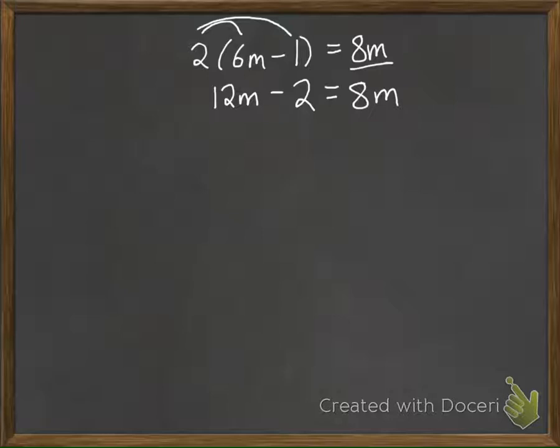Now, before we move on, make sure each side is fully simplified. If we look, on the left-hand side, I have 12m, which is a variable term, and negative 2, which is a constant term. No like terms, nothing can be combined. Left-hand side is fine. Right-hand side, all we have is one variable term, 8m. So at this point, now we can start solving our equation.